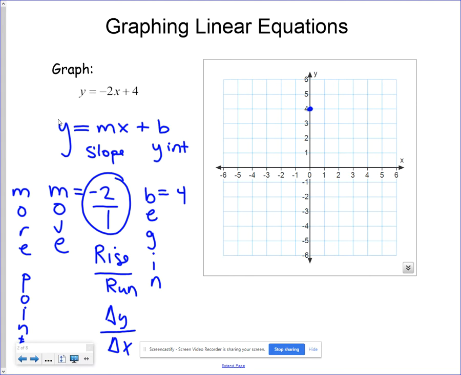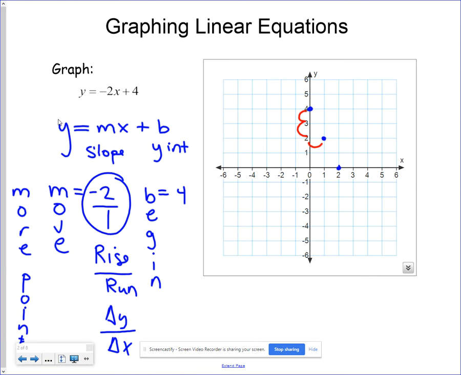So I'm going to begin at positive 4. My rise is negative 2, so that means I'm going to count down 2. 1, 2. And then my run is 1, so that means I'm going to go 1 to the right. So I have a point on this graph right here at 1, 2. If I want to find more points, I can just do it again.